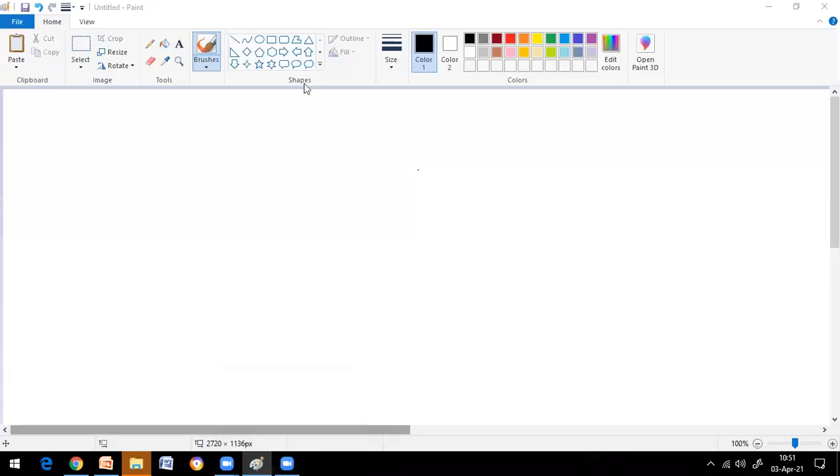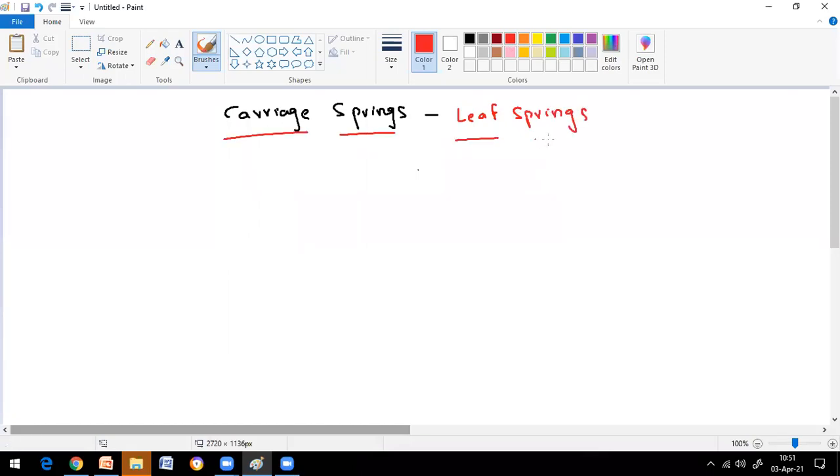Okay guys, let me write the heading. We are going to discuss carriage springs. They can also be called leaf springs. Leaf springs, carriage springs. Basically these springs are subjected to bending, so they are also called bending springs.